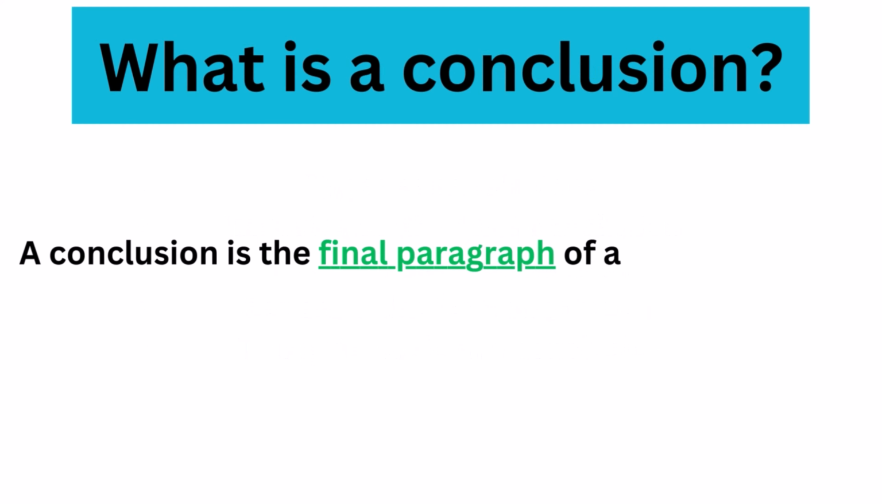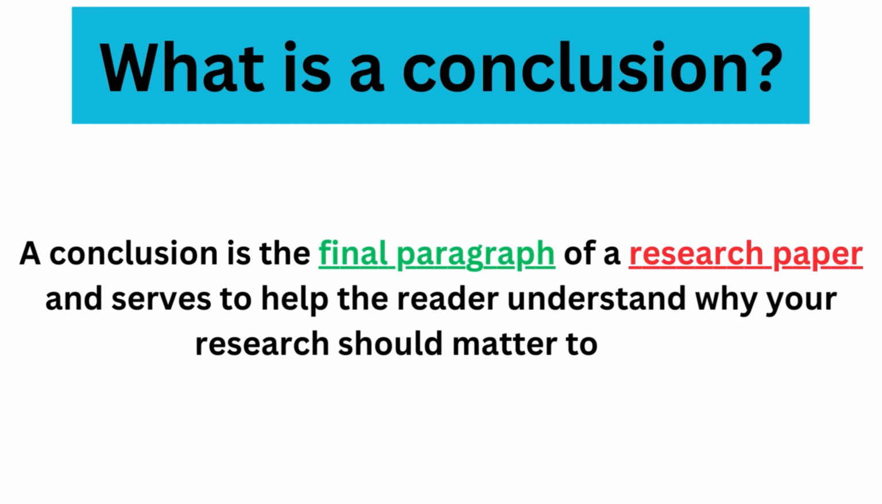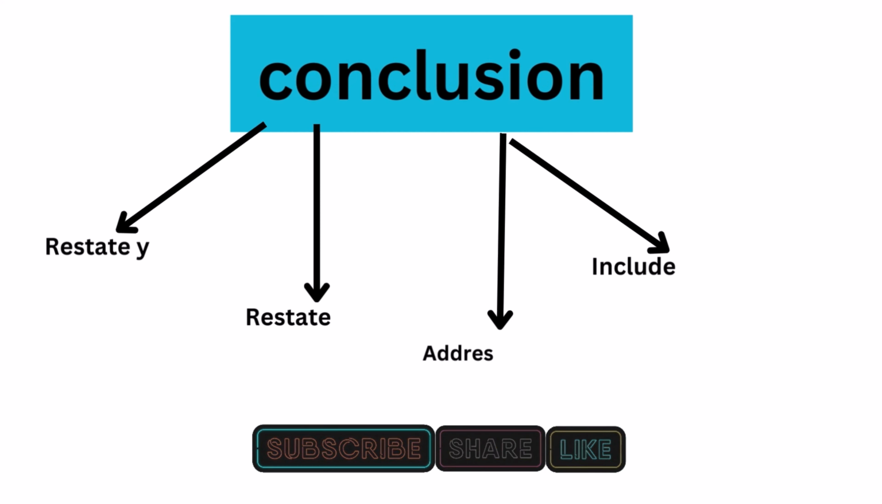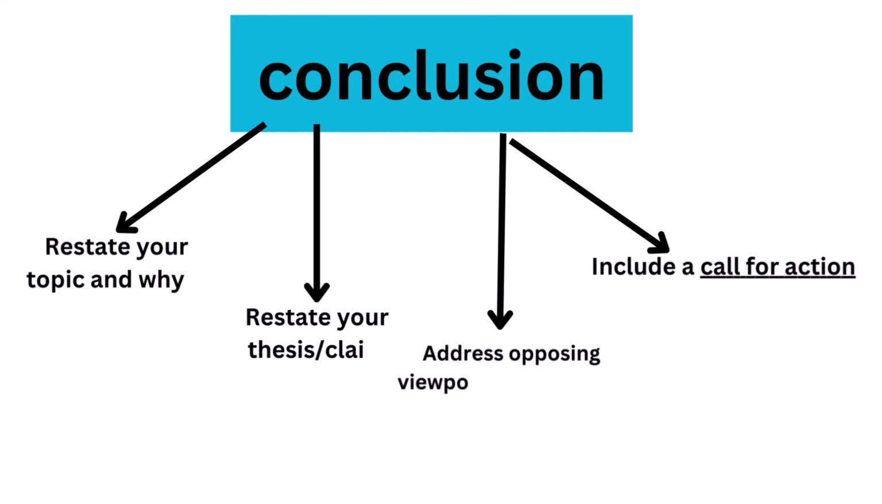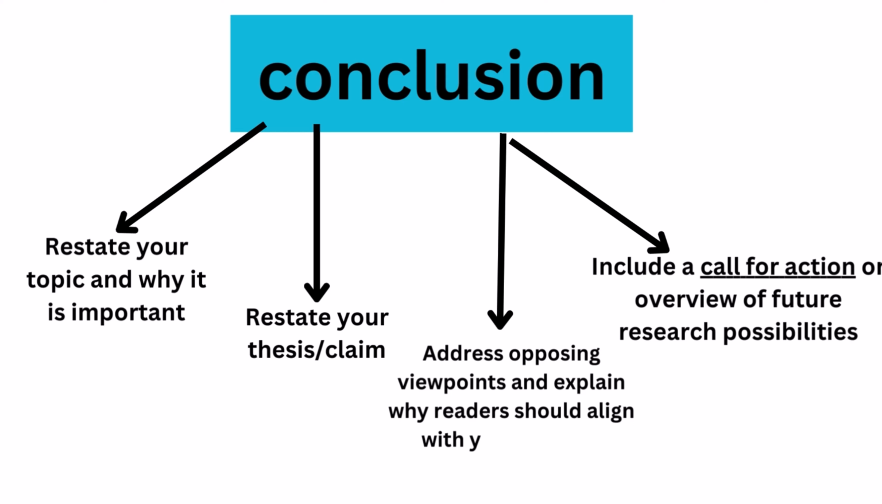A conclusion is the final paragraph of a research paper and serves to help the reader understand why your research should matter to them. A conclusion should: 1. Restate your topic and why it is important. 2. Restate your thesis/claim. 3. Address opposing viewpoints and explain why readers should align with your position. 4. Include a call for action or overview of future research possibilities.